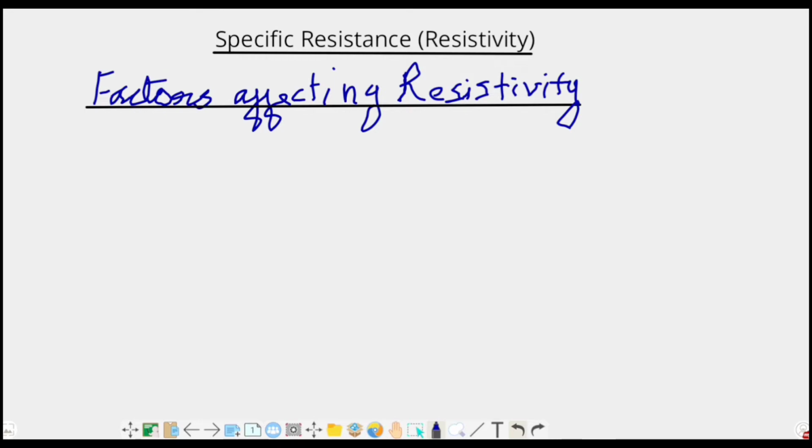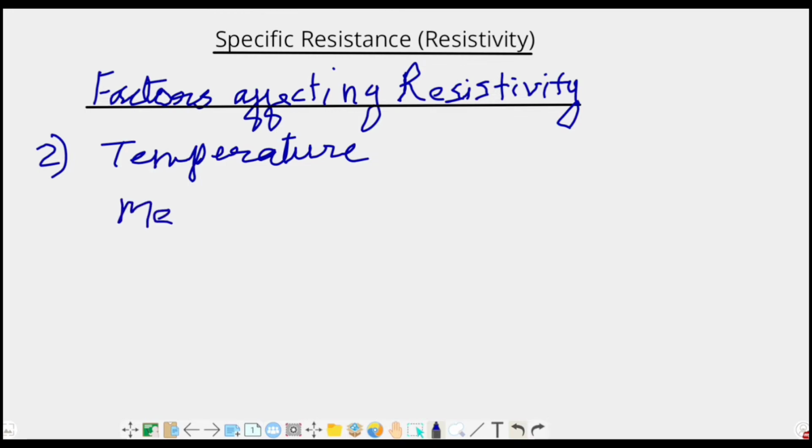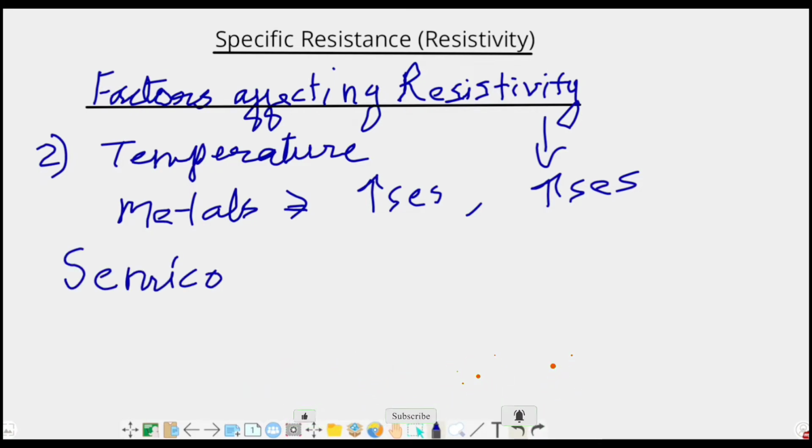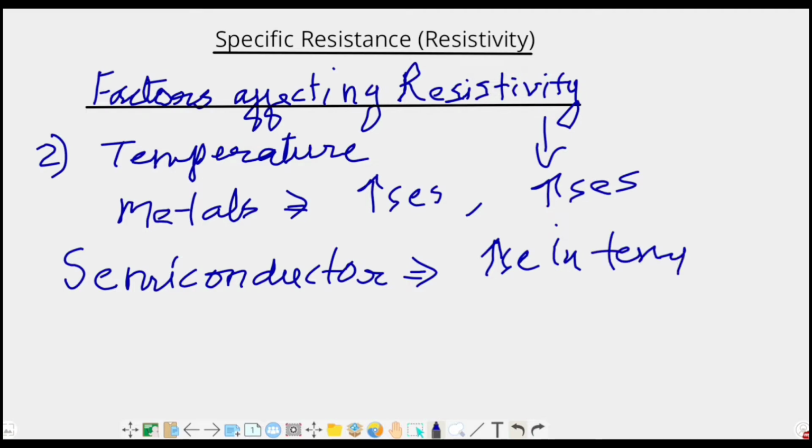Now let's discuss the second factor. The second factor is the temperature. Now, for metals, as the temperature increases, the resistivity also increases. But when you consider semiconductors, with increase in temperature, resistivity decreases.